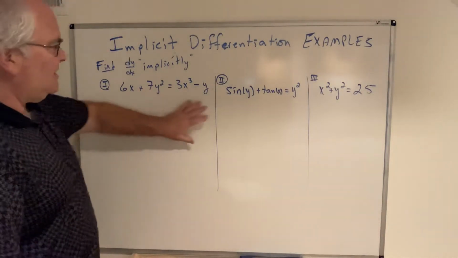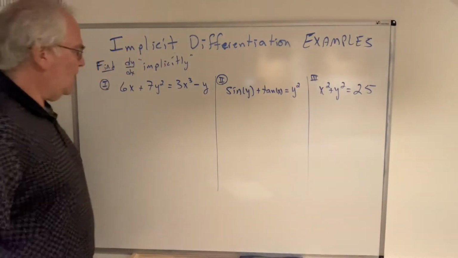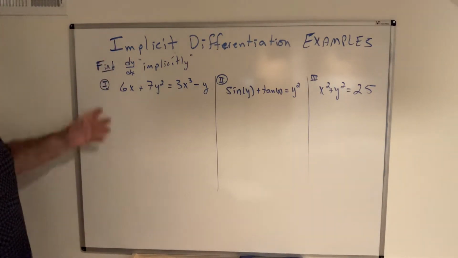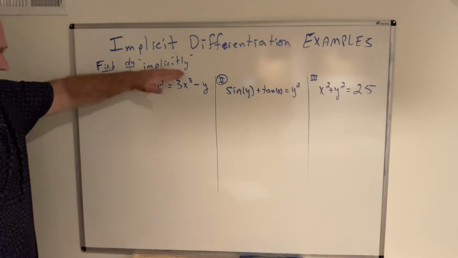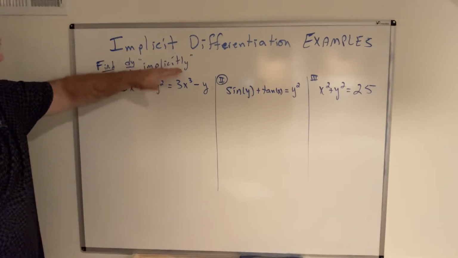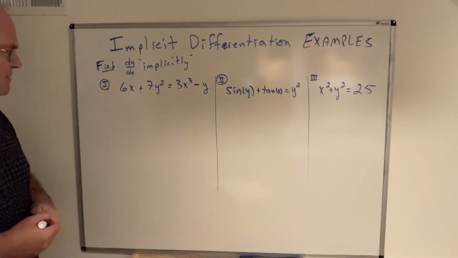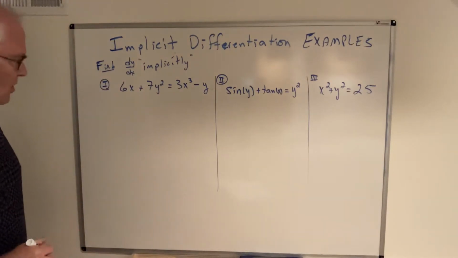All right, we have three basic examples here of relationships between x and y, and in each case we're going to find dy/dx implicitly. Again, when I say find it implicitly, that's unofficial language. I mean using implicit differentiation. All right, so what's our rule?